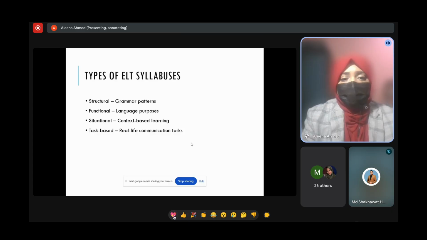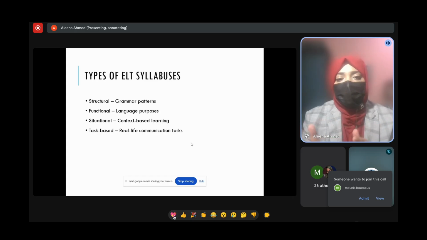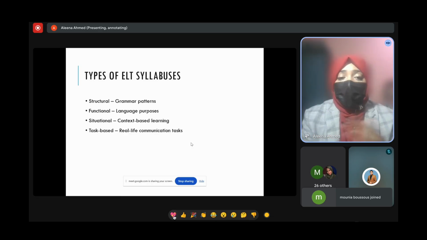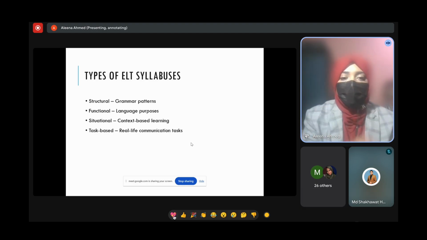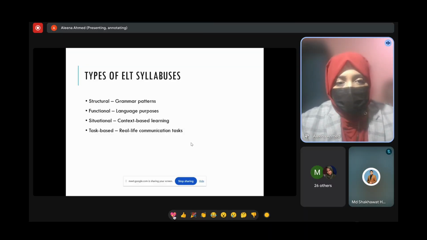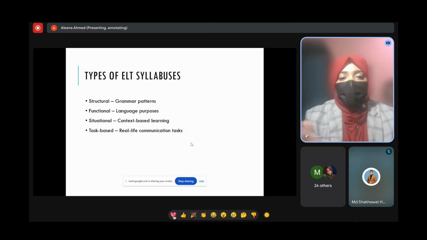So functional syllabus, languages, purposes. For example, if the simple sentence is like your name is, for example, let's say my name is Aisha. So to turn it into interrogative, to interrogate it or to question it, we will put is in the beginning of the sentence. Is your name Aisha? This is how we drill the functional syllabus, just to tell the purpose of the language.